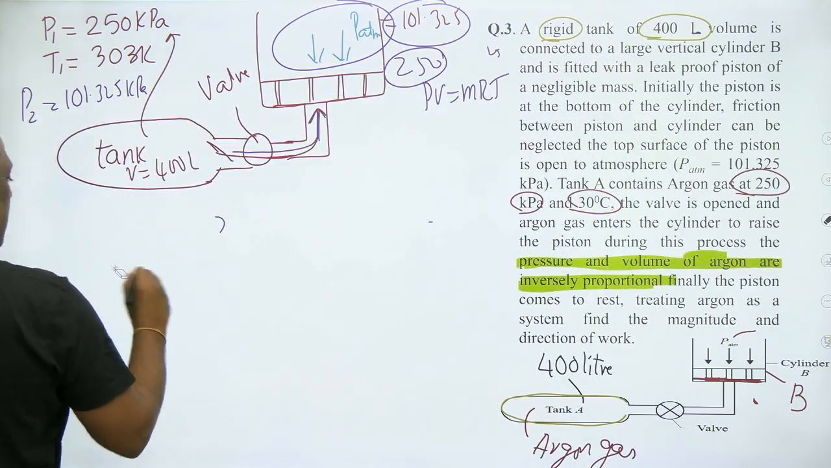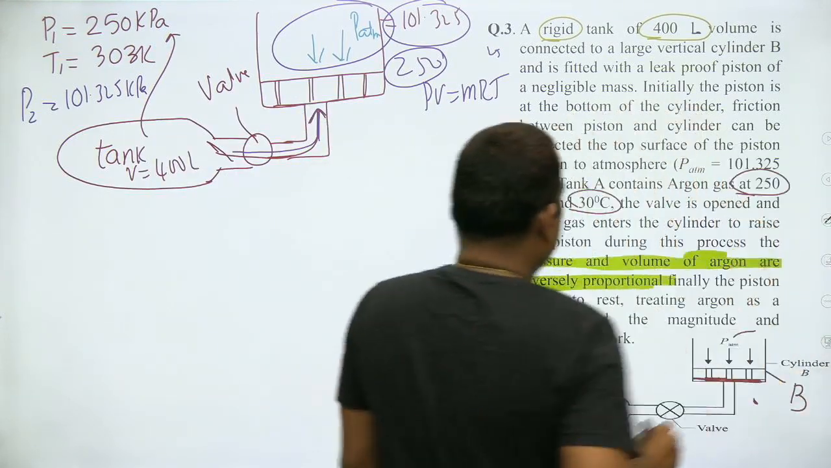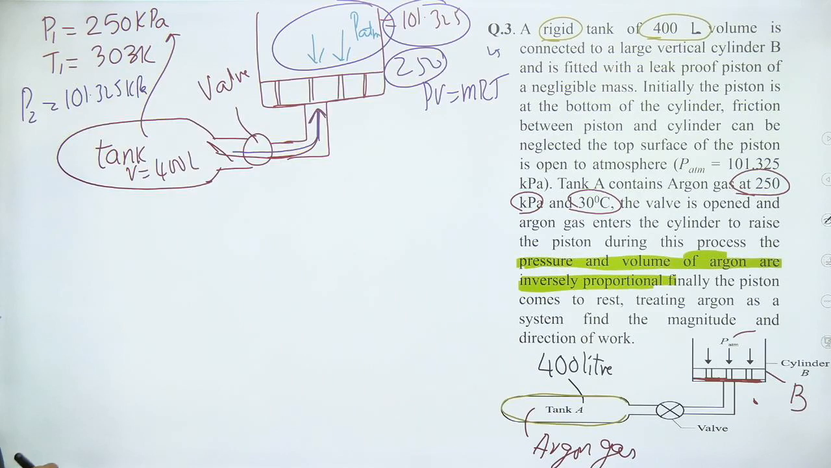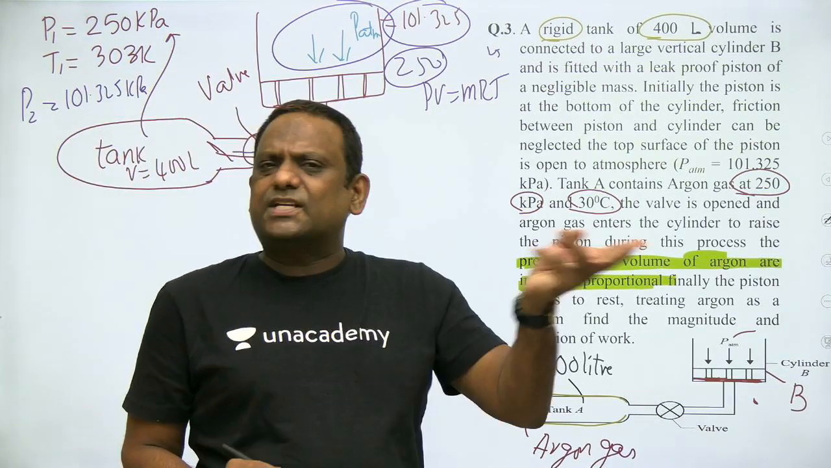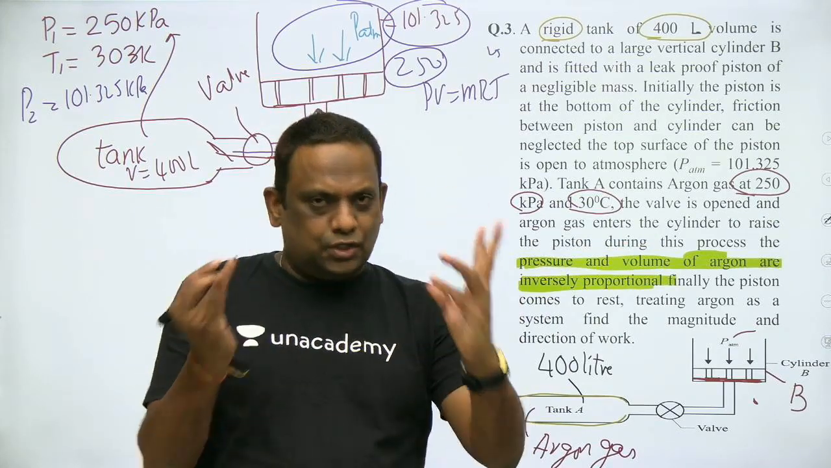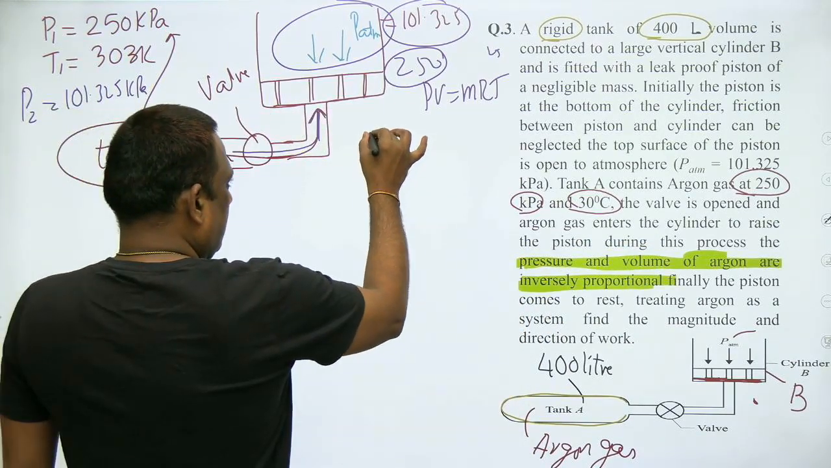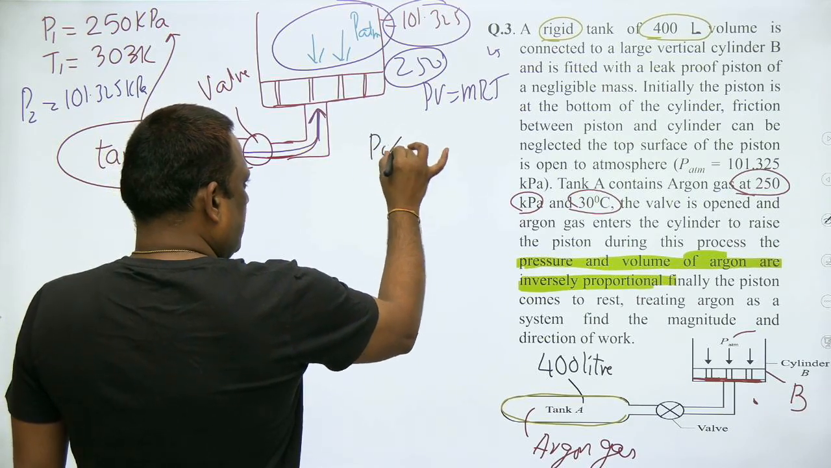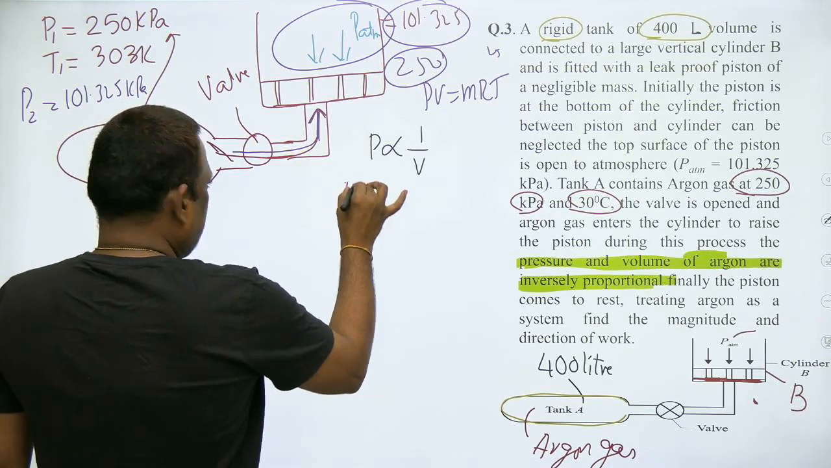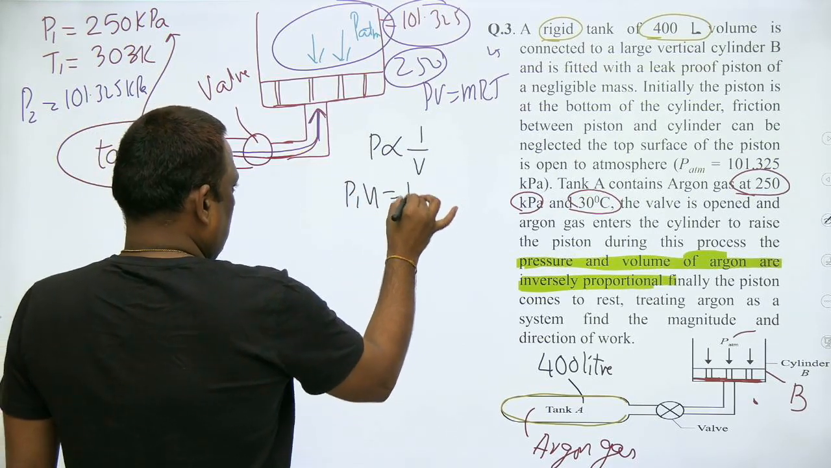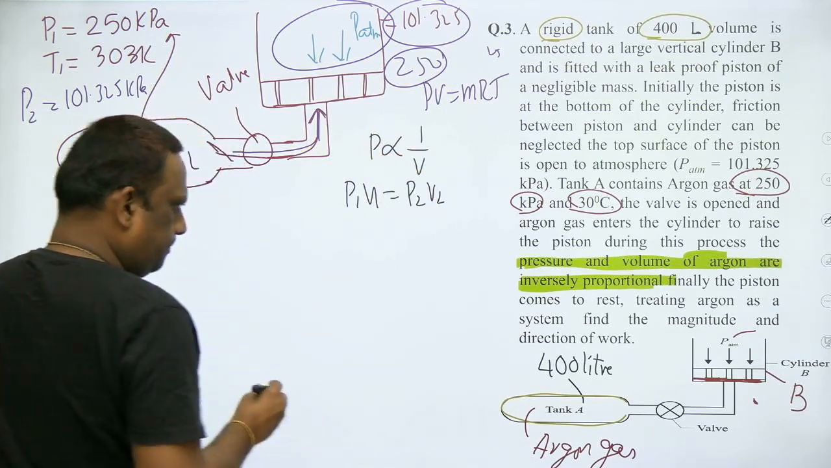Have a look at this. Awesome. Now, look. See, common sense says, work is an interaction between system and surroundings. It has to cross the boundary. We'll do it like this. Pressure is inversely proportional to volume. So I will write this as P1 V1 is equal to P2 V2, because P is inversely proportional to volume.